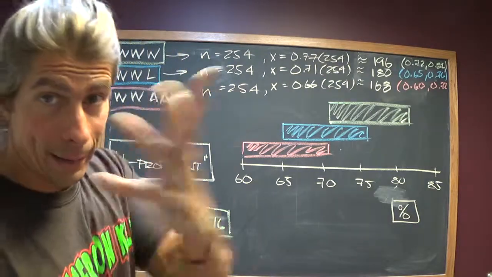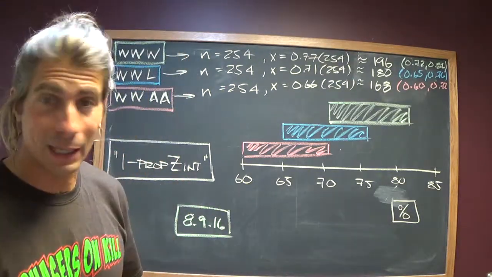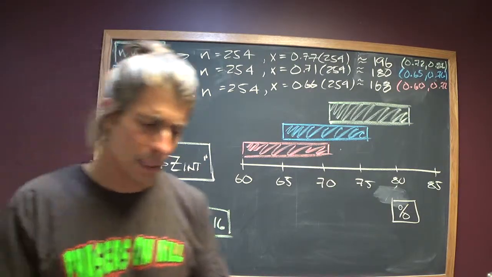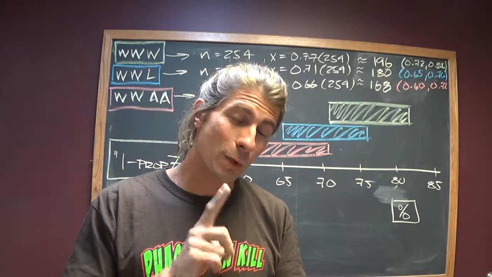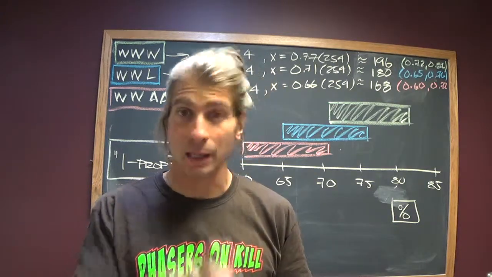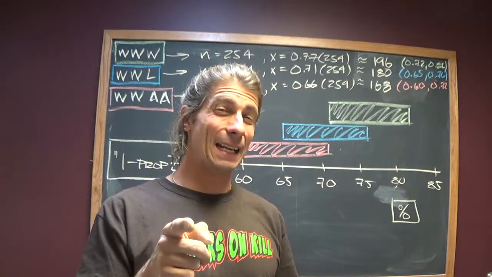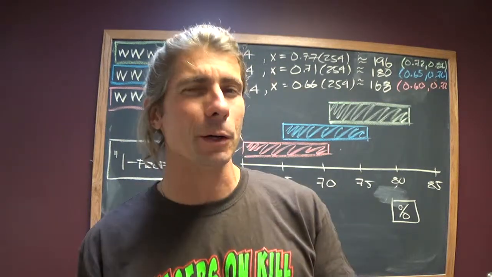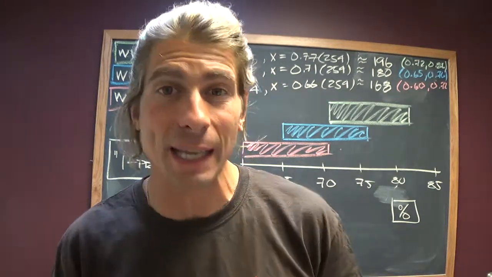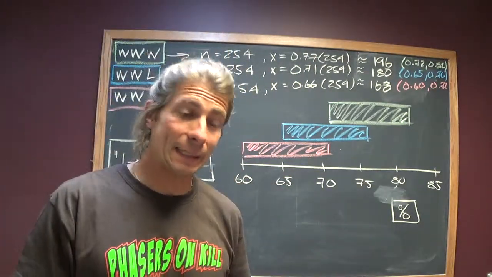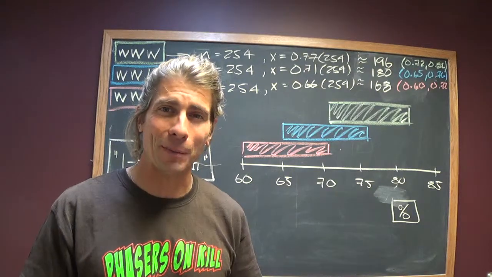So the way to do that, in all honesty, if we're using in class, is to use 1 prop z int. If you're in your TIs, you go to the stat menu, you go to tests, and it's choice A in the TI 84, 83. If you're in a TI 92, it is under the stat menu F7 key for intervals, and I forget which one it is down there. If you're in a TI 86, send me an email, I'll send you the program that you need to install.